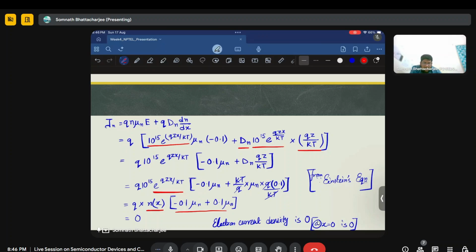So we are not calculating that. So the electron current density is everywhere 0, not only at the point of x equals 0. It's everywhere 0. So even if the value of x was 100, 200, 10 to the power 3 or 10 to the power 4 or something like that, it would have been 0 anyways. Okay, sir.